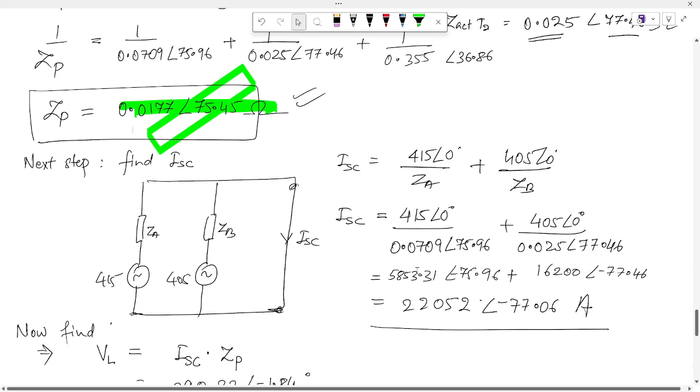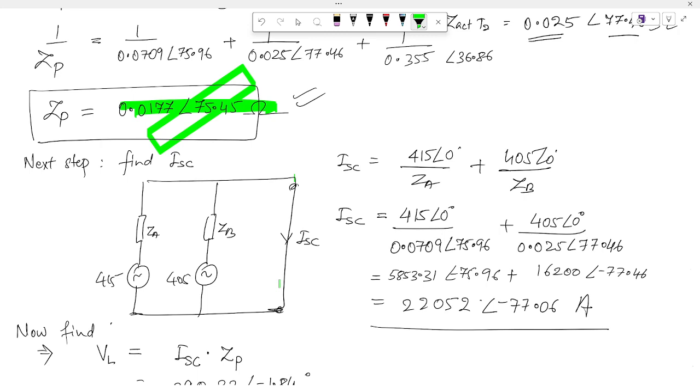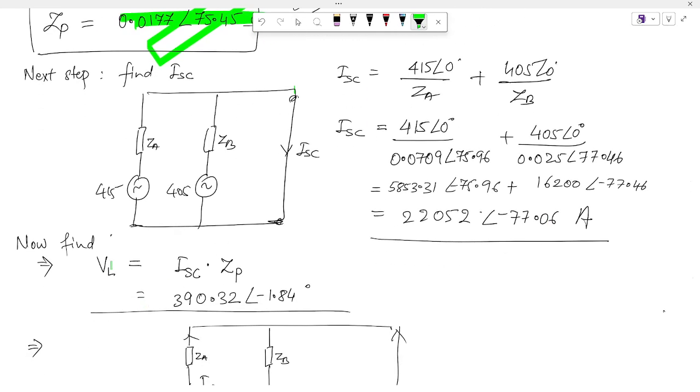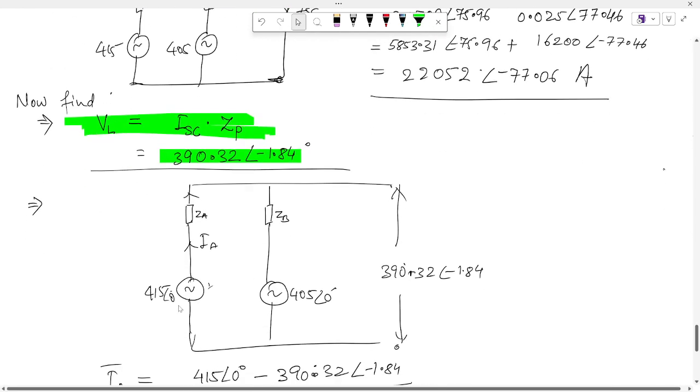Now the next step is to find the short circuit current. ISC will be EA by ZA plus EB by ZB. So the short circuit current is 22,052 at an angle minus 77.06. Now what will be the load voltage? It is ISC into ZP, as I told you in the Millman theorem process. So you get the load voltage as 390.32 at an angle minus 1.84.